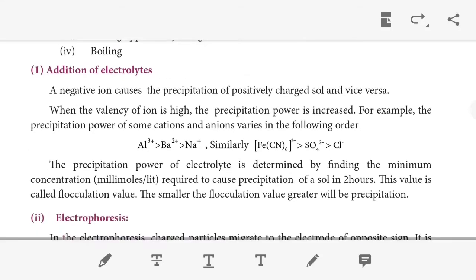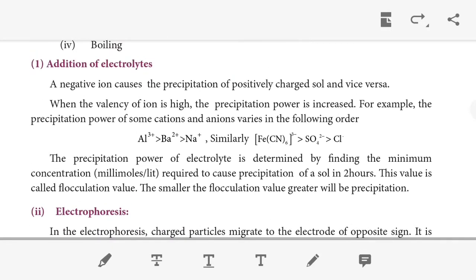The next one is mixing of two oppositely charged sols. When colloidal sols with opposite charge are mixed, mutual coagulation takes place. It is due to the migration of the ions to the surface of the particles. The last one, boiling. When boiled, due to the increase of collisions, the sol particles form a precipitate. It is called boiling.